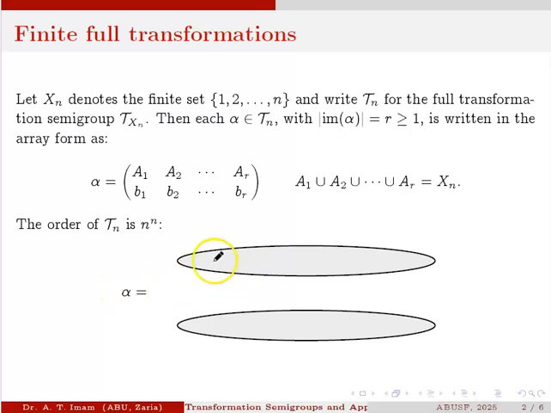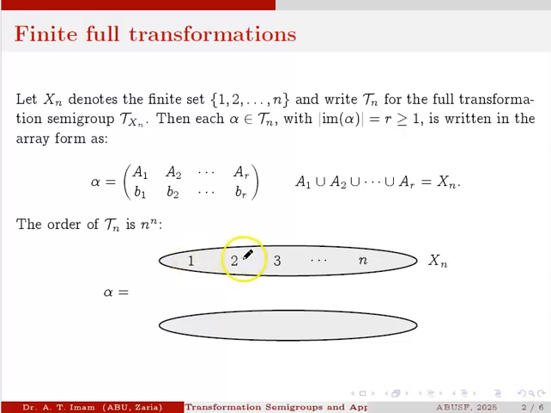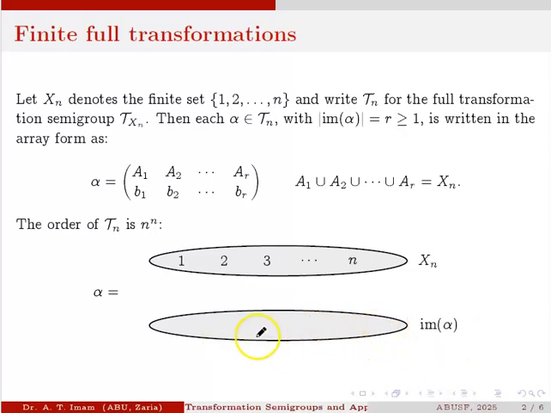as a mapping sending an element of the domain to an element in the codomain. But since we are dealing with full transformation, the domain is the set 1, 2, 3 up to n, because that is our underlying set. And the codomain will consist of the images. In the last lecture, we introduced the notation, and we said we don't write elements that do not appear in the image. So we only concentrate on elements that are images.